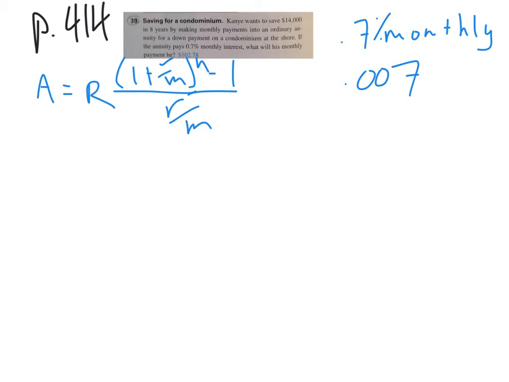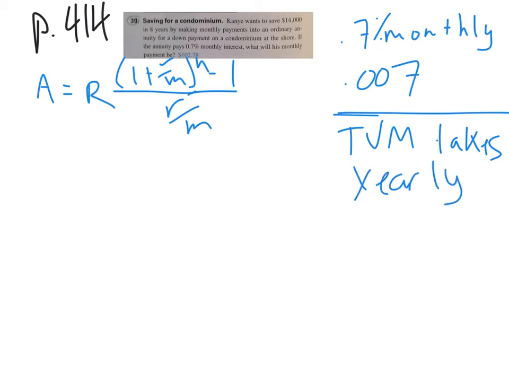a monthly interest. The other problem with that is that the TVM solver only takes in yearly interest. So what this means is on the TVM solver, you're going to have to take that 0.7, multiply by 12, and that's what you're going to enter into the I%. It's an annoying little detail that pops up in this section only, but if you have any type of monthly interest, you're going to have to be careful about how you enter it.